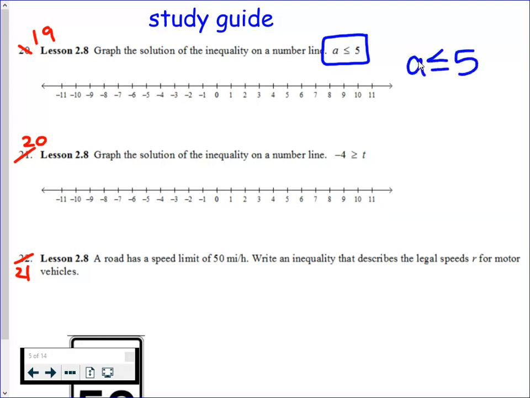A is less than or equal to 5. So first of all, I know there's going to be a dot at 5. And then I should decide if it's going to be a closed dot or an open dot. And since this one has this equal to line underneath it, I'm going to close that dot in.